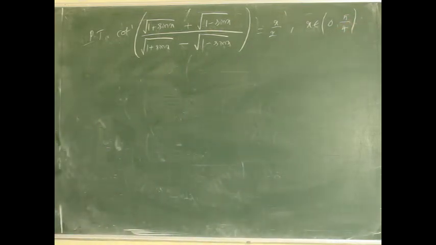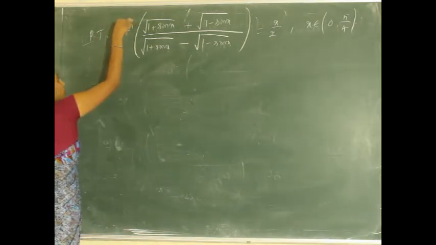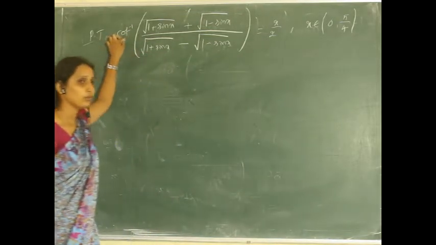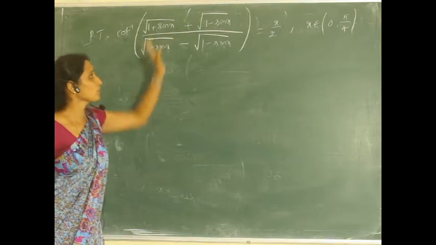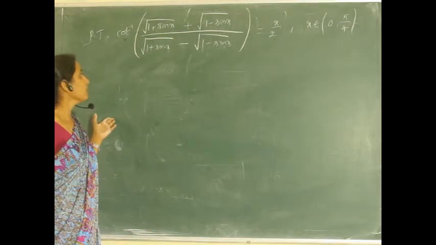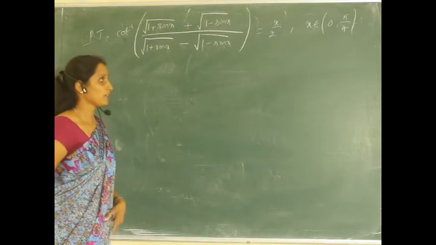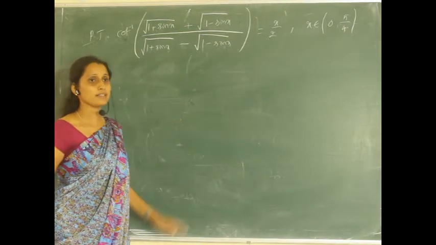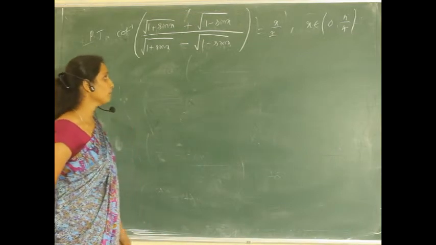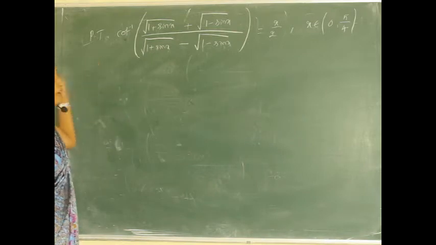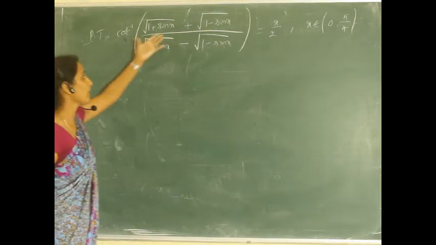So here it is not to find the value, it is not to simplify, it is to prove. You have to get this answer as x by 2. So cot inverse of root of 1 plus sin x plus root of 1 minus sin x divided by square root of 1 plus sin x minus square root of 1 minus sin x. So this we have to prove, or we have to get the answer as x by 2. Now we cannot substitute anything for x here. So by using our previous results, cos 2x or sin 2x results, we have to simplify this.